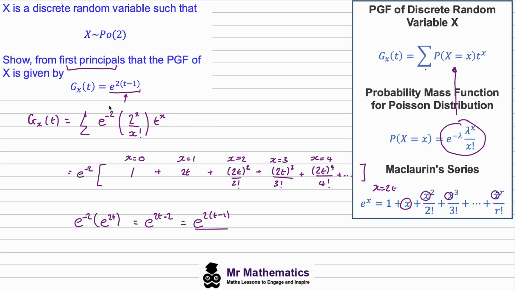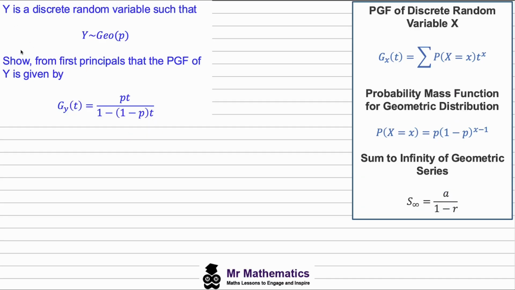Okay, let's try another question. Now we've been given that y is a discrete random variable which is distributed geometrically. And we've been asked to show from first principles. Now the probability generating function is given as this. So I've given you the formulae that you'll need here. Do you want to try this question yourself? You can pause the video and come back when you're ready.